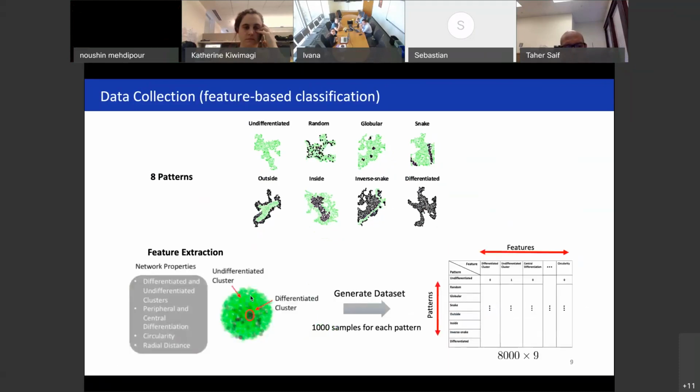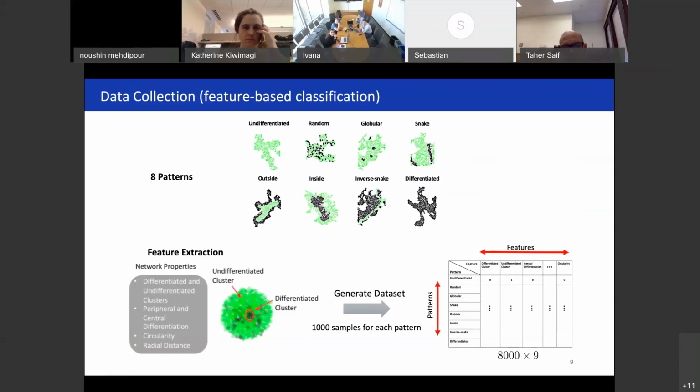Or the other way is feature-based classification, which, instead of working with images, which may require a large data set, extracts some meaningful features from the system. For instance, if you just look at these patterns, you can distinguish them based on the ratio of differentiated or undifferentiated cells, or whether they are differentiating inside or outside, and other features that can be found and validated through data analysis approaches.